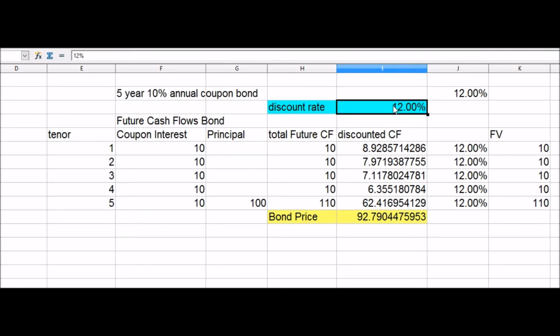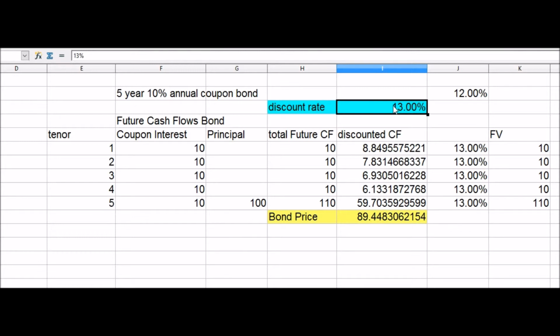We can see here that as discount rates increase, bond prices fall. So if the discount rate moves up to 13%, the bond prices fall further to 89.44% of the face value. So if the face value is $100, then the price is $89.44.